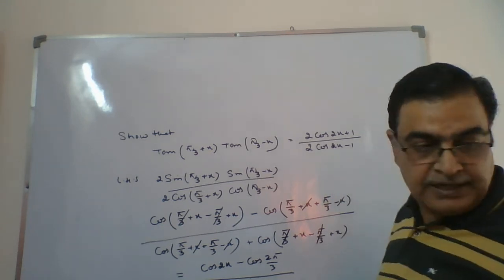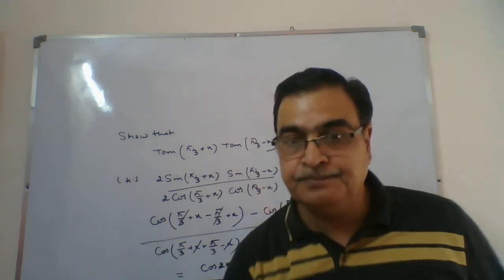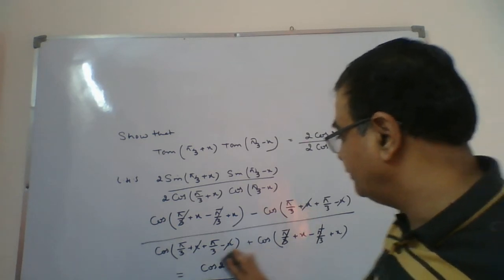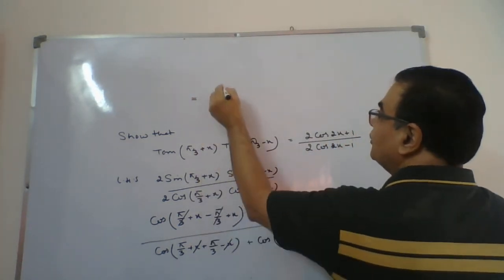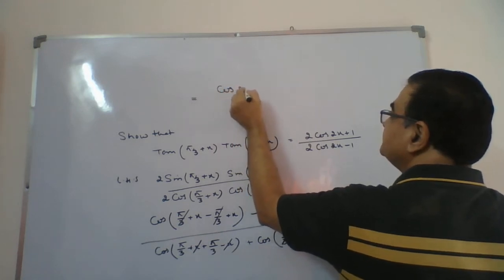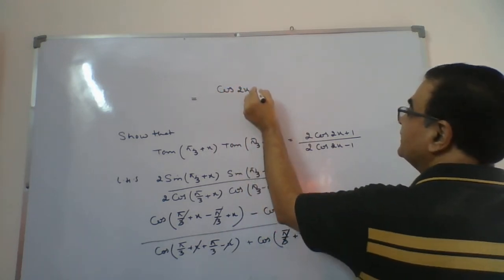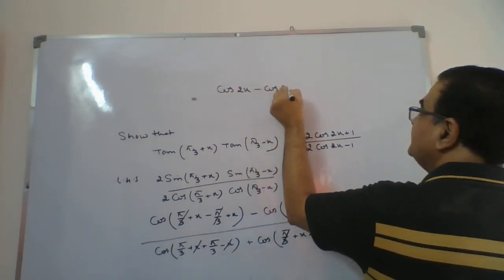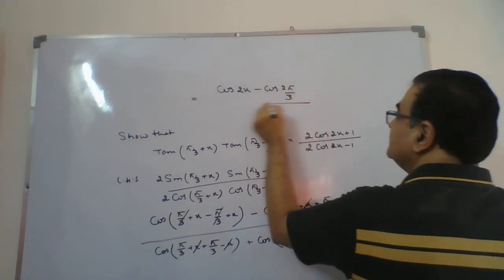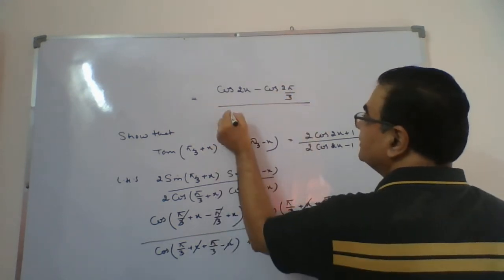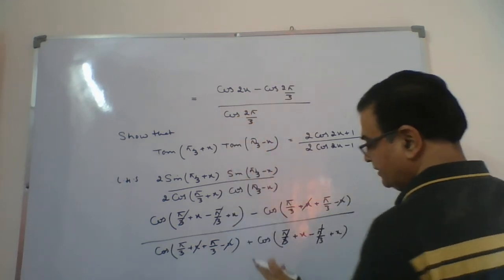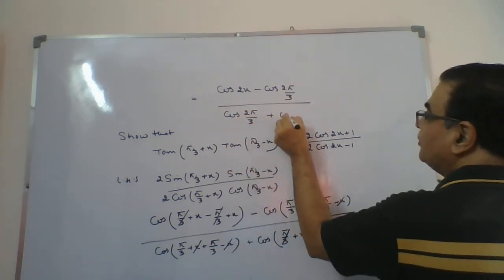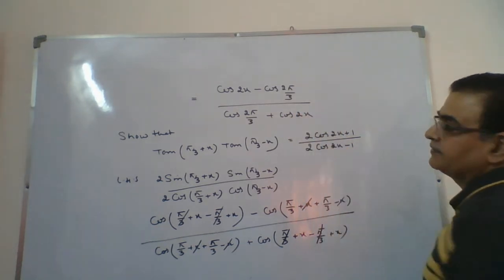We can write this as cos 2π/3. I'll write this result here. It comes out to be (cos 2x minus cos 2π/3) whole divided by (cos 2π/3 plus cos 2x).